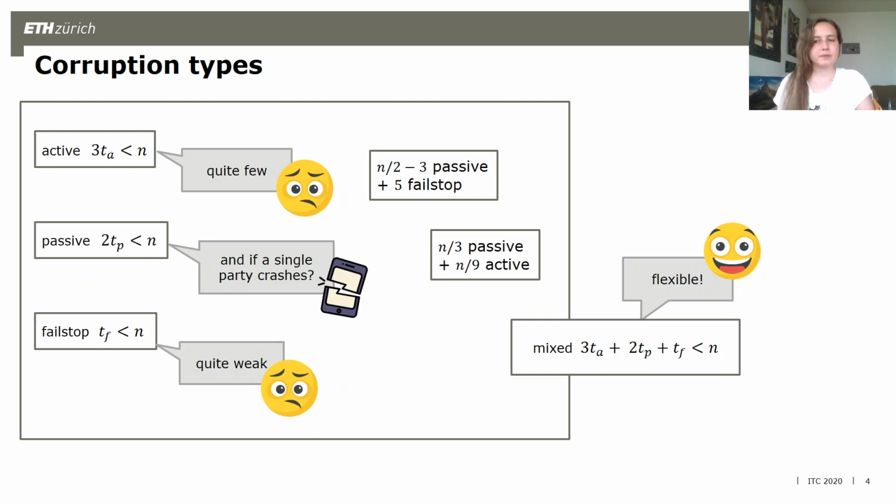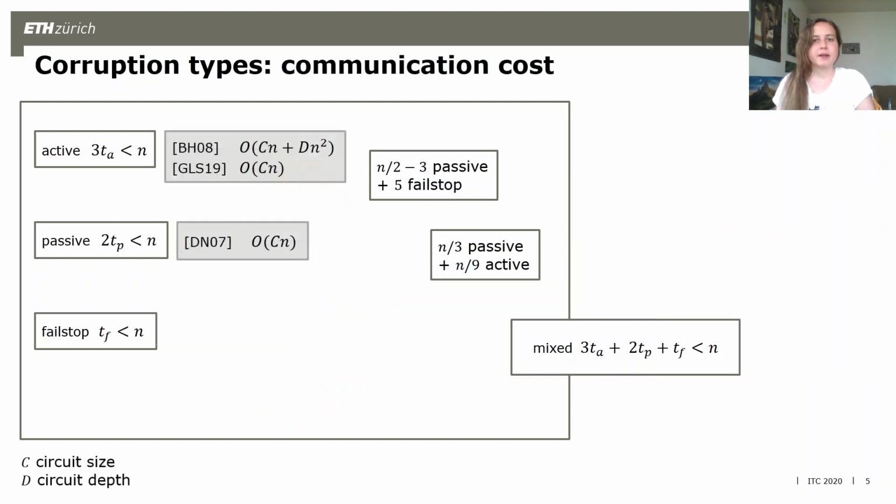So this offers flexibility, meaning that you implement one protocol, and by adjusting parameters, you can have any pure setting or any setting in between. So this is a really cool feature. But how about communication complexity? So we will measure communication cost in the circuit size, so the total number of gates, and this is C, and the circuit depth D, which is the biggest number of multiplication gates that need to be evaluated in sequence.